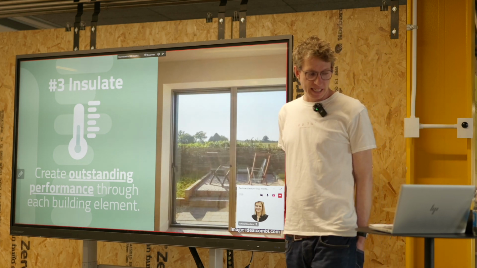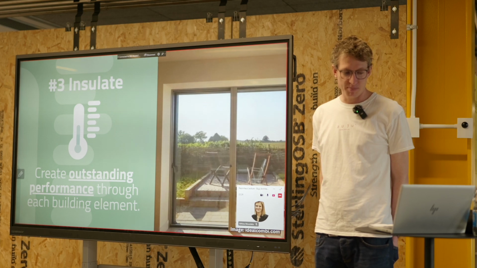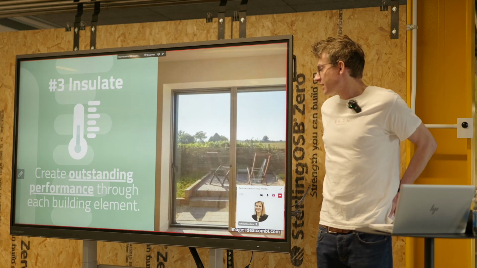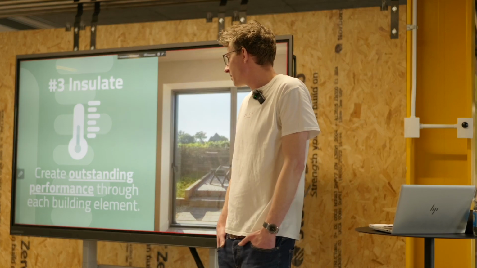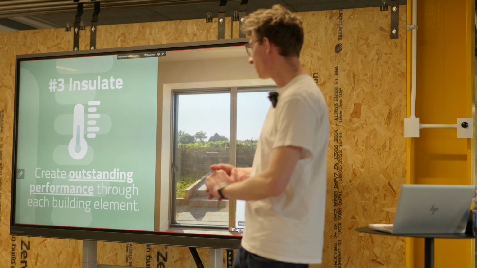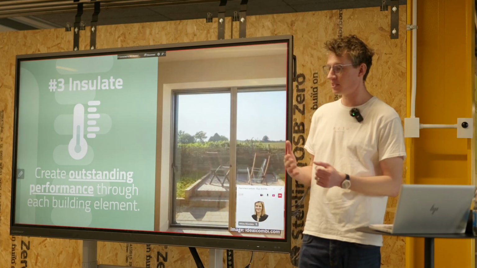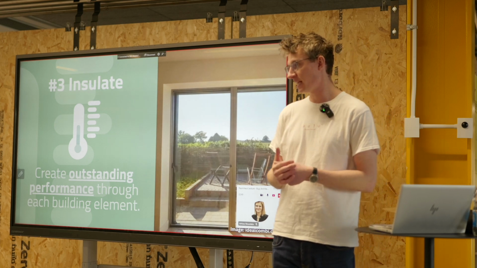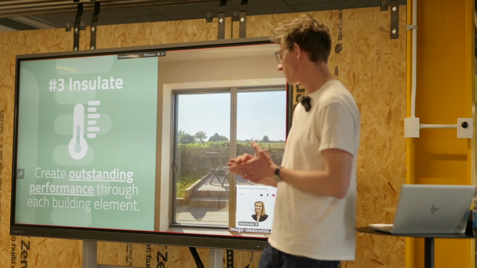Great. The third point really was insulate. And you might think, well, this is a technical thing, but the reason why it's high up on the agenda is because of the footprint, the amount of space that highly insulated building components will take up. It's worth having those built into your design from an early stage to help with the flow of the RIBA stages with the consultants.